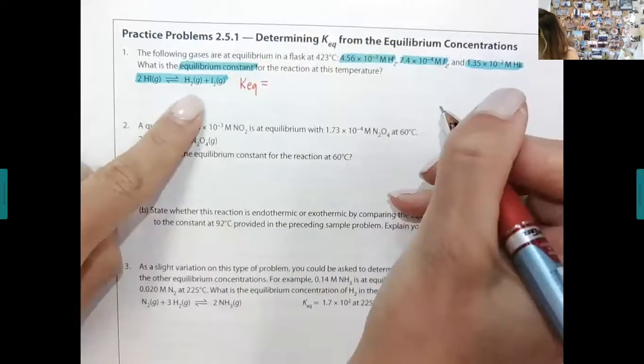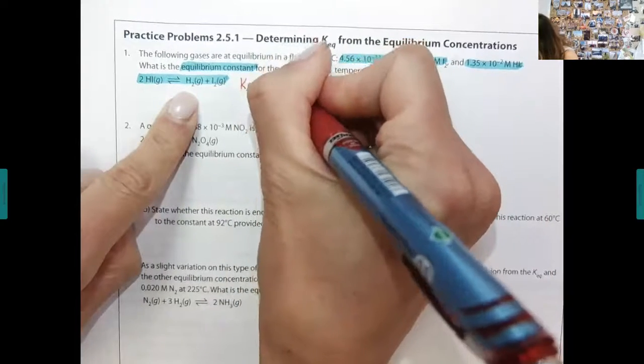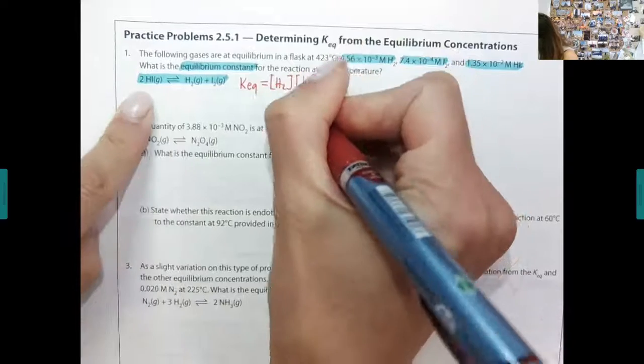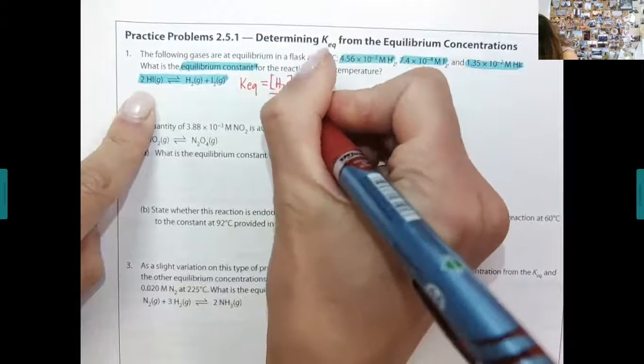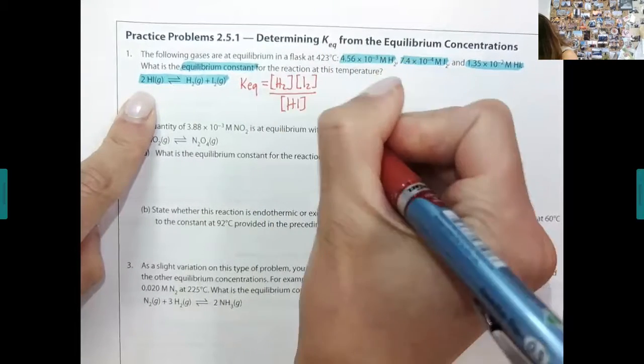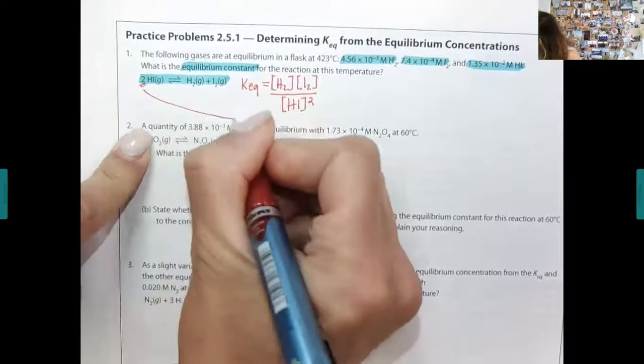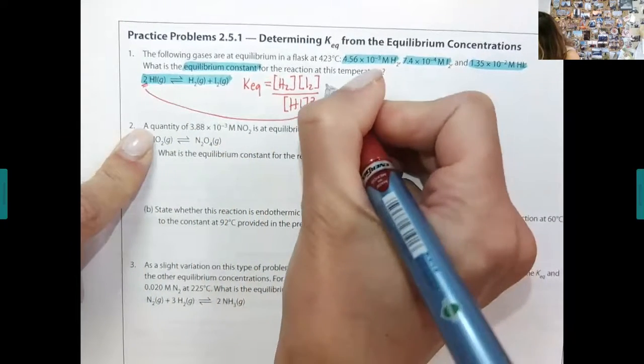So we need to write the equilibrium expression. So take the product, H2 times I2, divided by the reactant, HI, and raise it to the power of its coefficient. So this coefficient became an exponent right here.